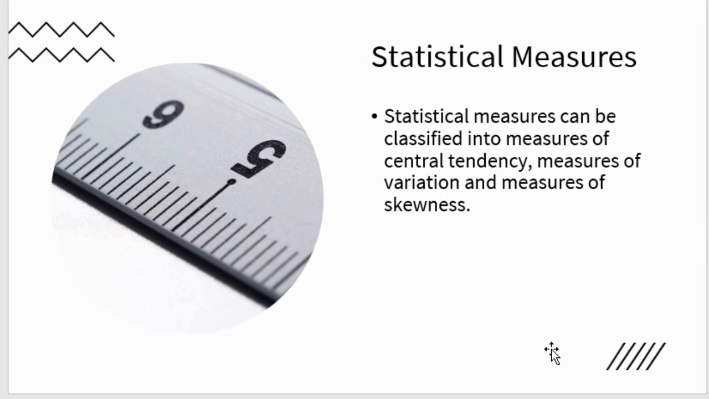First of all, let me discuss what a statistical measure is. Statistical measures can be classified into measure of central tendency, measure of variance, and measure of skewness. So if you know any of them, it is very good. If you don't know, don't worry because I will discuss everything one by one and in detail.